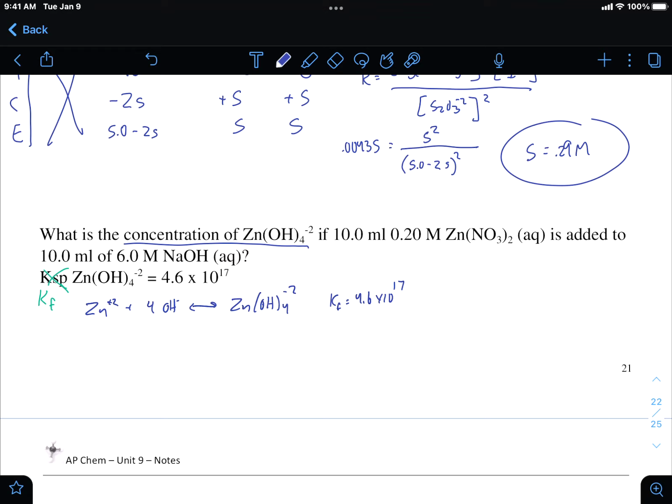So concentration if zinc nitrate is added to hydroxide. Okay. So now what? When they say concentration, it's implied that they mean resultant concentration or equilibrium concentration, right? That's implied. Concentration at equilibrium. So let's start by finishing out our ICE table.